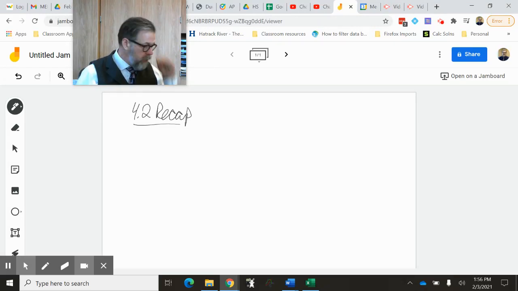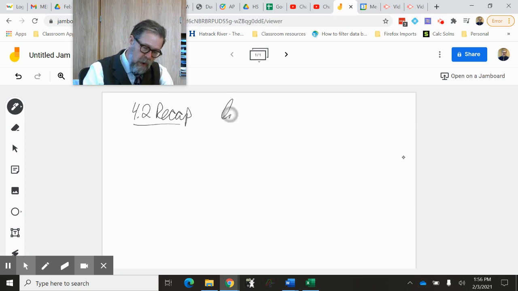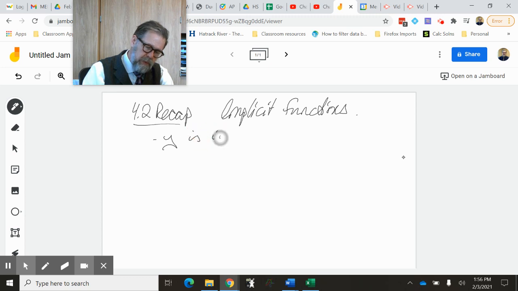Okay, 4.2 recap. It's going to be pretty short. Basically, what we dealt with is the idea of implicit functions and implicit differentiation. The idea being here that y is implied to be a function of x.